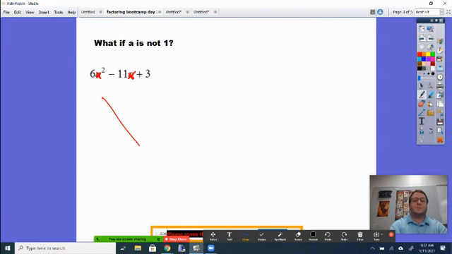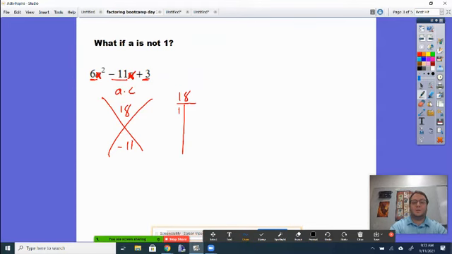I'm going to start off the same way. I'm going to do a times c in the top. In this case, it's not 1 anymore, so I'm going to have 18. And then b is going to go in the bottom. Okay, so nothing here is new. Everything's still the same. I'm going to do my factors of 18. I'm going to get 1, 18, 2, 9, 3, 6. It's all going to be all that works.